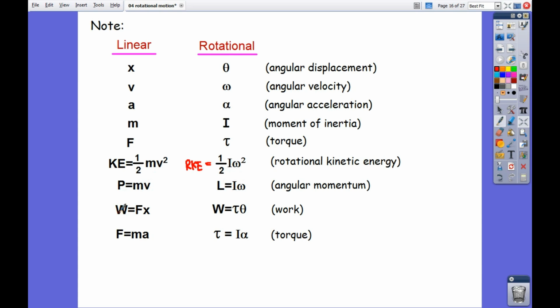In linear we have work, force times displacement. F here is substituted by torque in rotational, and x here is substituted by theta. So work in rotational motion equals tau, torque, times theta, angular displacement. And the last one, you know that force equals mass times acceleration in linear motion. It will be substituted in rotational motion as tau equal to moment of inertia times angular acceleration.